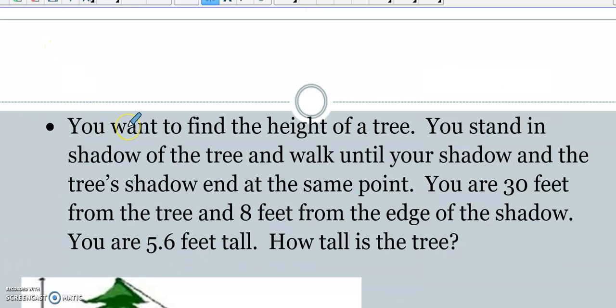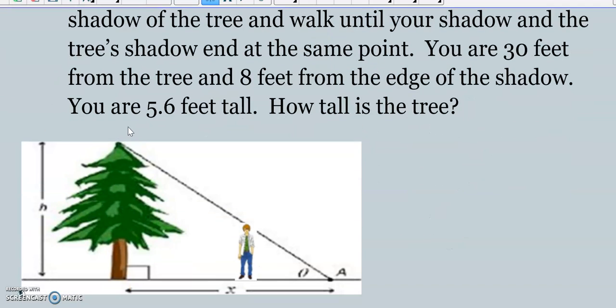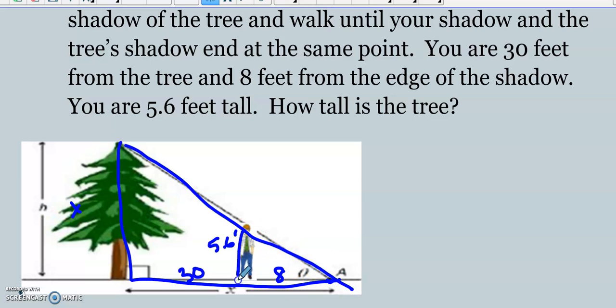And last one I want to talk about is when the triangles are overlapping, you can stand in the shadow of the tree, and you walk until the tip of your shadow and the tip of the tree shadow are overlapping. They say you're 30 feet from the tree, so this is 30. You're 8 feet from the tip of your shadow right there, and you're 5.6 feet tall, and the question is, how tall is the tree? But just be careful here. This is the most commonly missed one, because people want to compare a triangle to a trapezoid. You can't do that. You're comparing little triangle to big triangle.